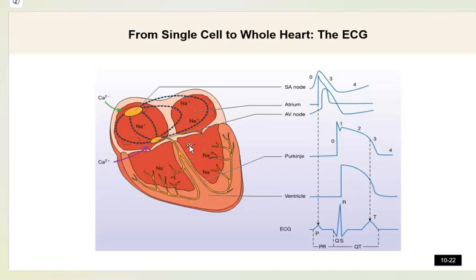Then we get the QRS complex, which is also sodium mediated, which shows the depolarization of the ventricular non-pacemaker cells. And then we can see with the T wave here is finishing its action potential, and we're getting to the refractory period for repolarization of the ventricular cells is reflected by our T wave.